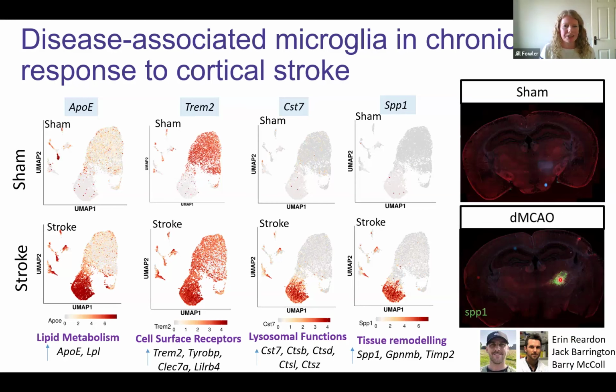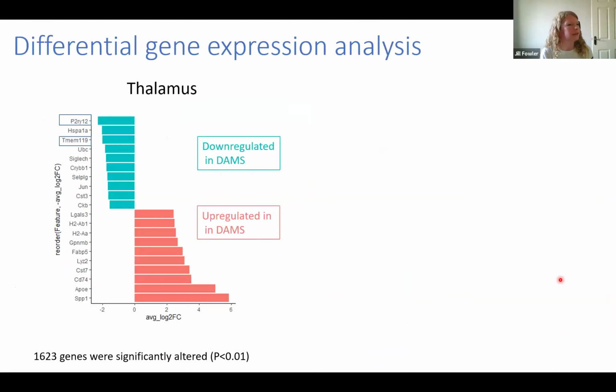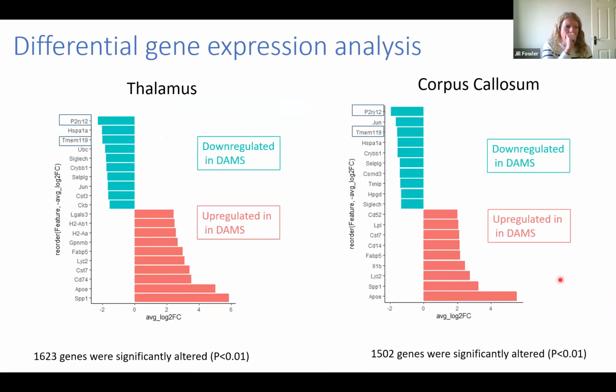So that was really interesting to us because other papers suggest that SPP1 knockout mice, although they don't have a difference in their primary infarct volume, tend to have more secondary neurodegeneration post-stroke. So this perhaps suggests that these SPP1 microglia are performing a protective response in the longer term post-stroke. And so we also undertook differential gene expression analysis.